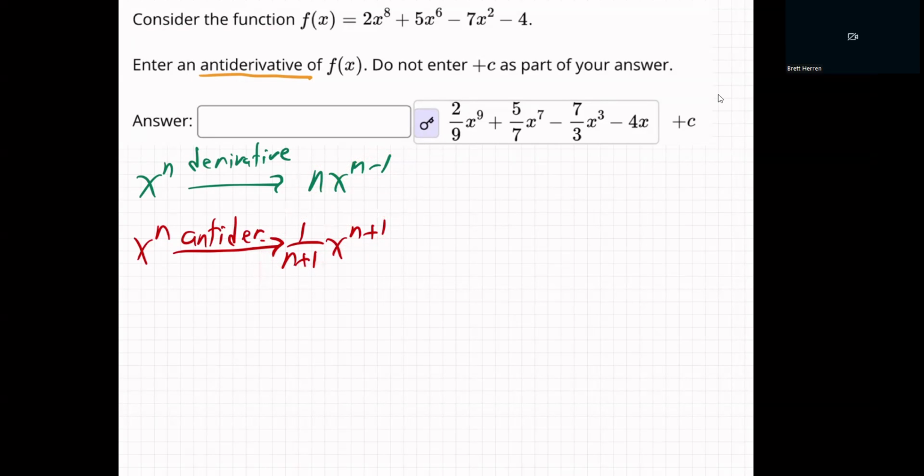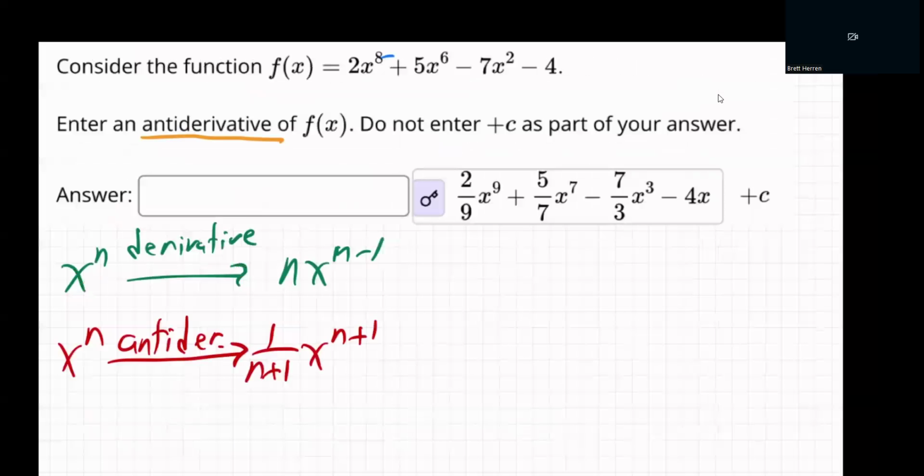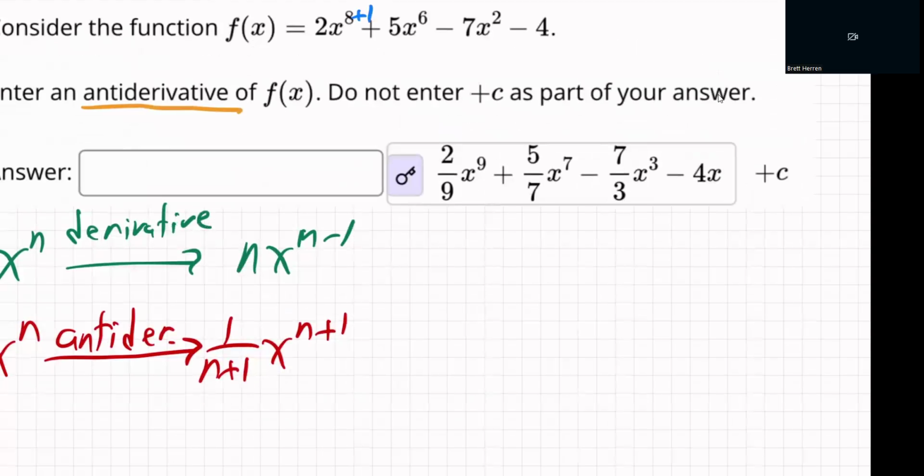So we take this one, for example, and we make this a little bigger for us. We're going to add 1 to that power. That makes it 9, and then divide by that number, right? There's already a number there. We just divide. 2 ninths. That's how they got that.